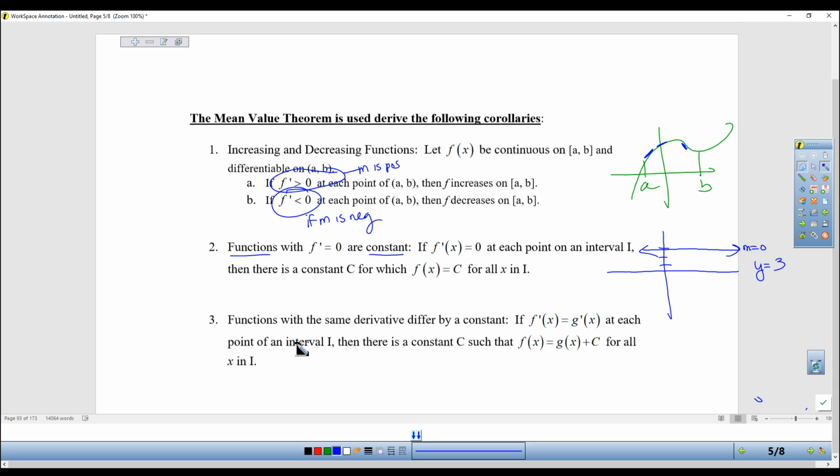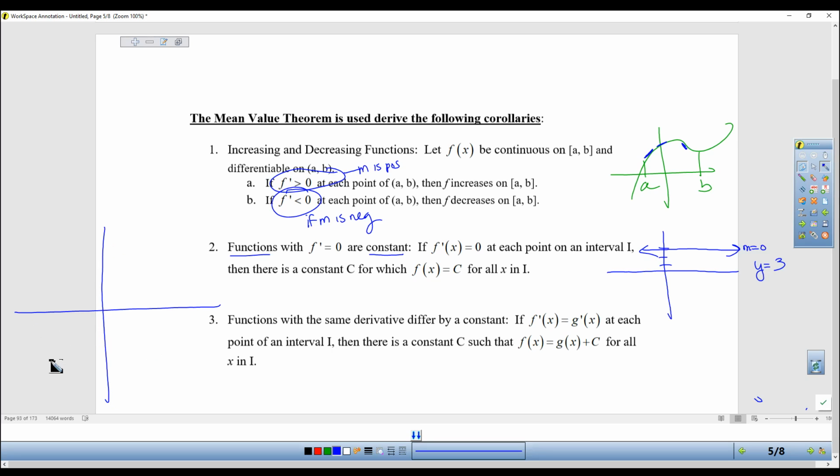All right, here's another one. Functions with the same derivative differ by a constant. So they're saying if f prime is equal to g prime at every single point, then there's a constant such that f of x is equal to g of x plus c. All right, I know that sounds confusing, but again, I'm going to show you that it's really not.